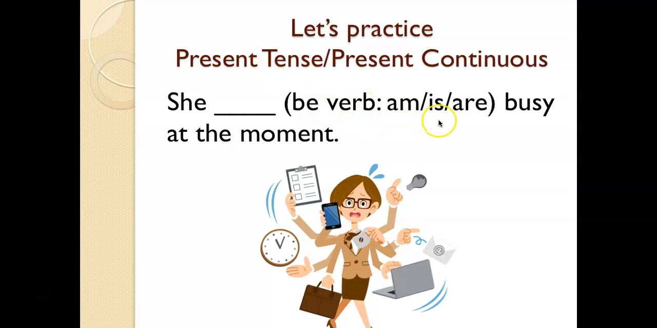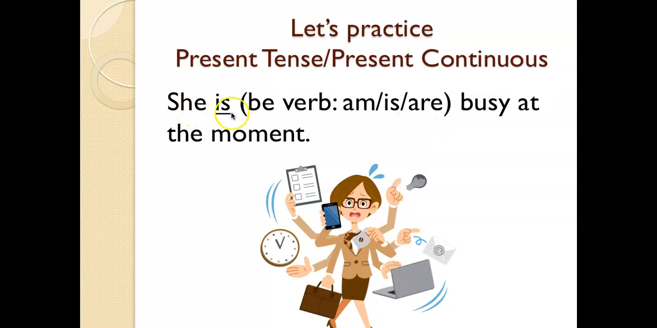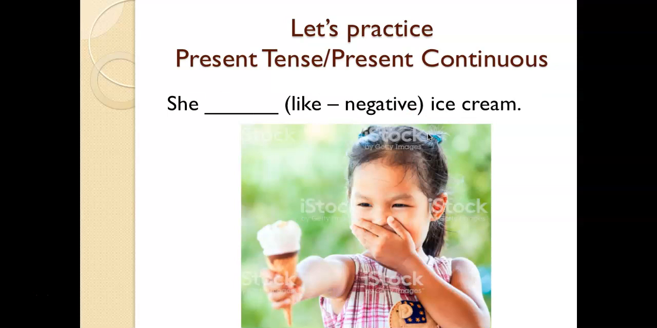This one, you have to choose the correct be verb. Is it am, is, or are? So she blank busy at the moment. What be verb should we put here in the blank? So if you said is, you are correct. So she is busy at the moment. If it's am, it should be I am busy at the moment. If it's are, you can say you are busy at the moment, we are busy at the moment, or they are busy at the moment. Okay, so that's why the answers am and are incorrect or not good.